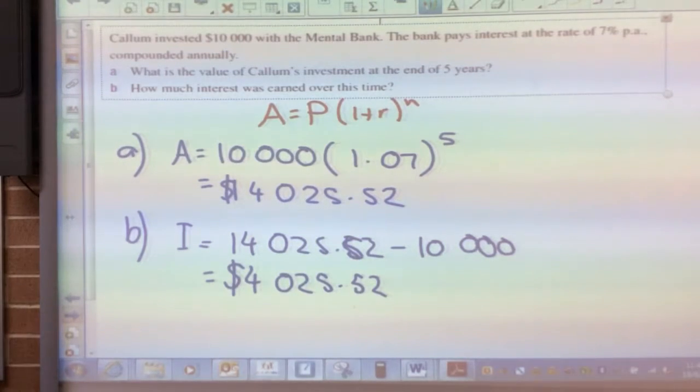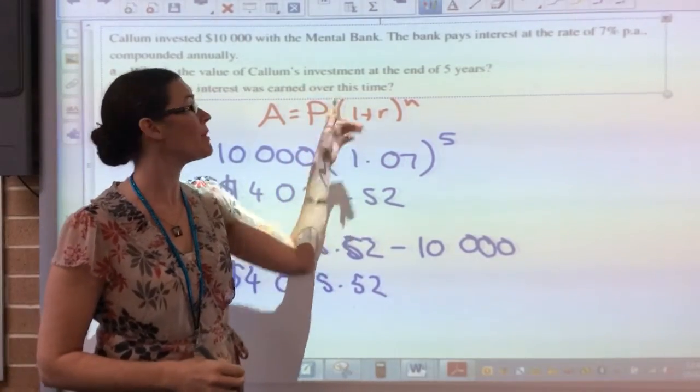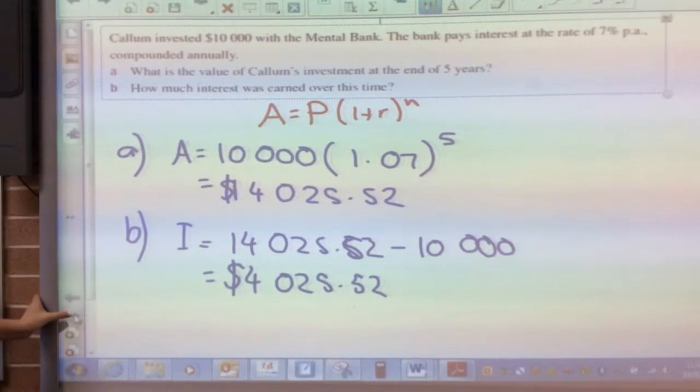Why do you add 1 to the rate? Here, because it's an increase, we want to have a full amount, the original, which is 100%, plus 7% more. Does that make sense? Okay.